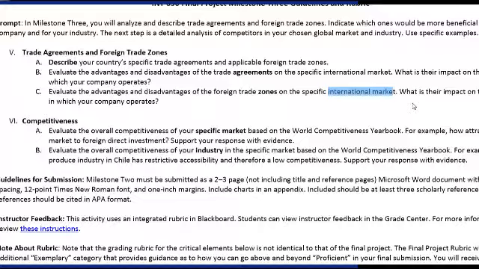B, you're going to evaluate the overall competitiveness of your industry in the specific market based on the World Competitiveness Yearbook. For example, the produce industry in Chile has restrictive accessibility and therefore a low competitiveness. Support your response with evidence. Now, the guidelines for the submission are very important because of this.